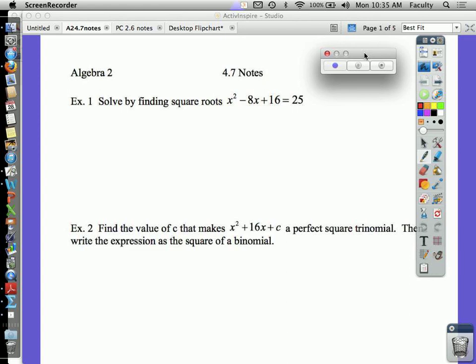So, find your 4.7 notes. Yeah, just keep the other hand out in your notebook.